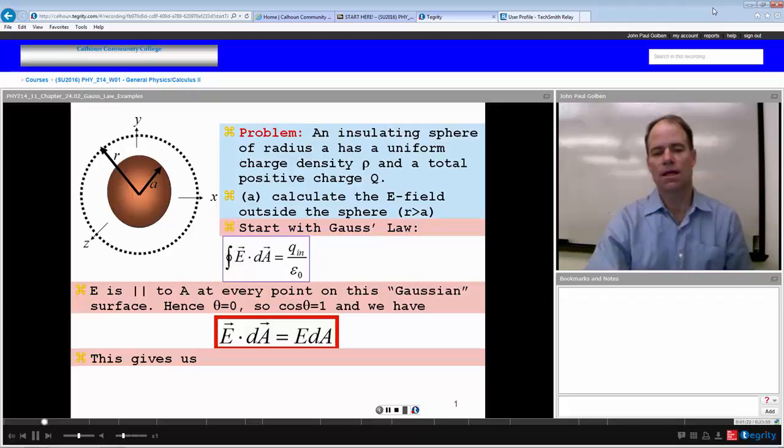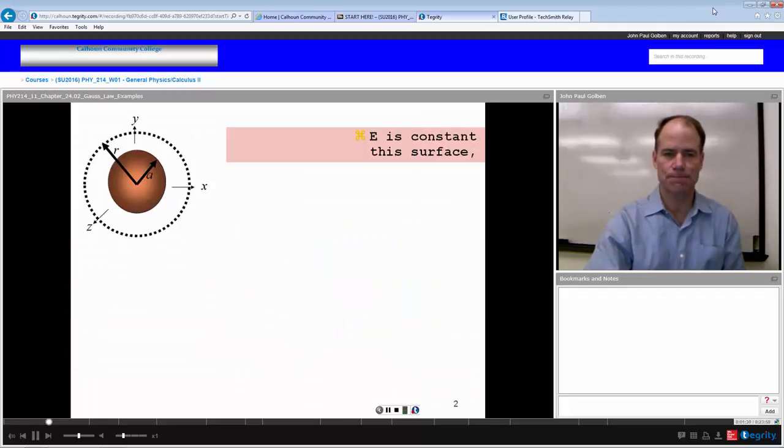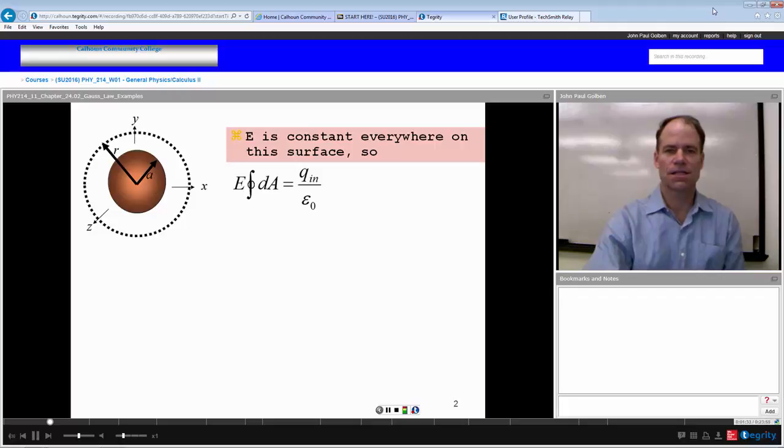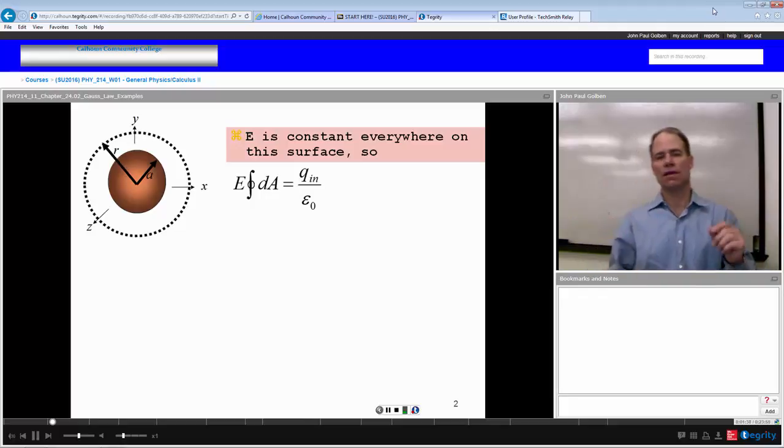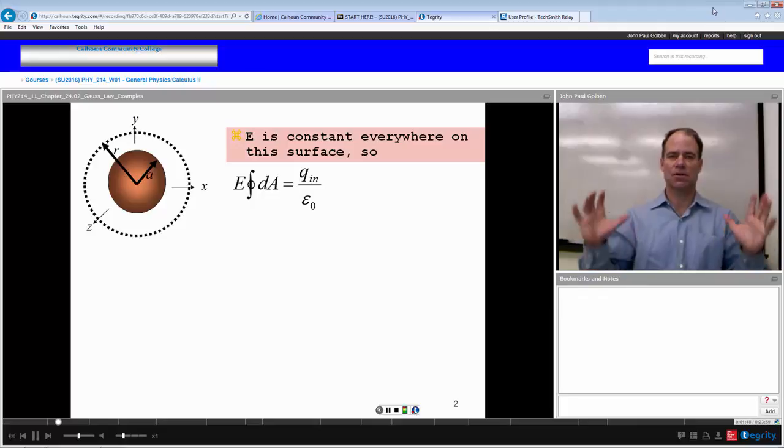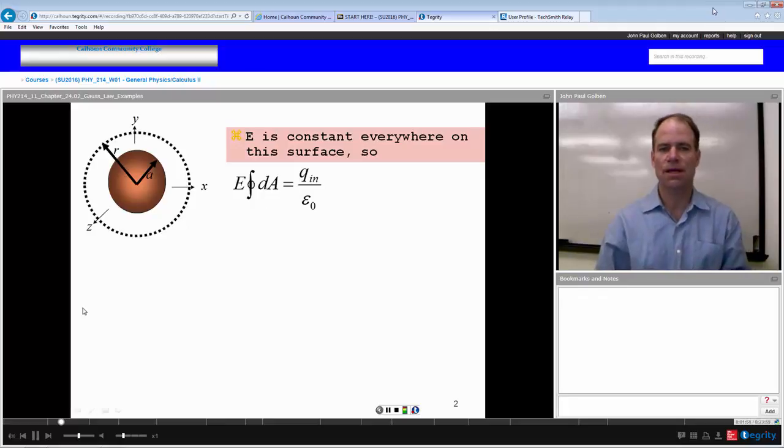Now it looks like the integral of E dA equals charge enclosed over epsilon naught. Since this spherical charge distribution is symmetric everywhere, there's no reason why the E field should be any stronger at one point as opposed to another point. So the E field is constant everywhere on our Gaussian surface, and because it's constant, we can take it out of the integral, because you can always take a constant out of the integral, and we end up with E times the integral of dA is equal to the charge enclosed over epsilon naught.